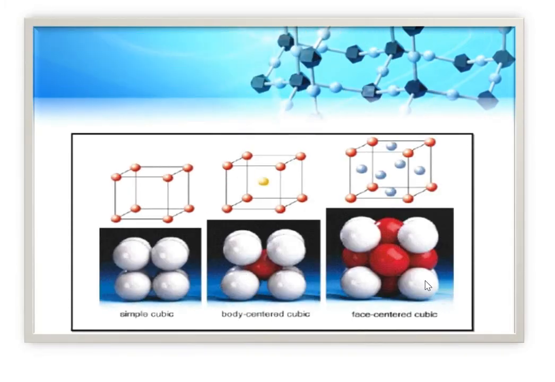Now, this picture shows the simple cubic structure, the body-centered cubic structure and the face-centered cubic structure. Here, 8 atoms at the 8 corners. Here, along with the 8 atoms, a center atom. Along with the 8 atoms, one center atom at each face. So, in all 6 face-centered atoms.